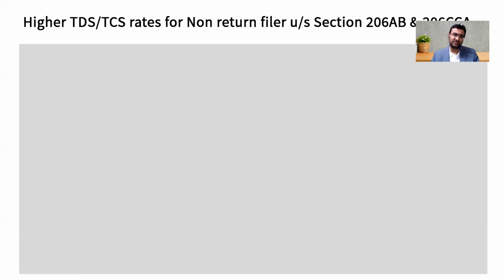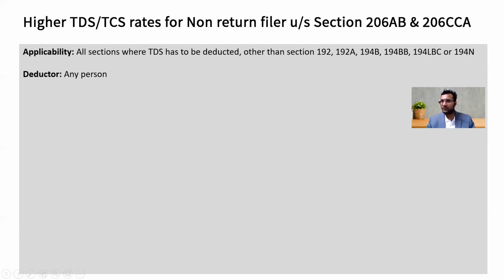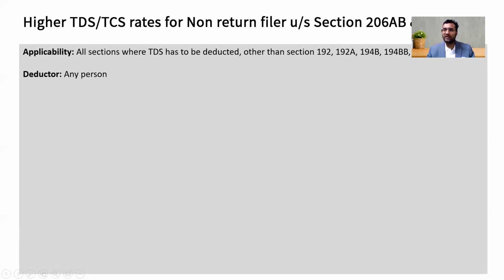This was just to ensure that the compliance is there from the permanent account number perspective. Now, Section 206AB and 206CCA apply apart from the sections 192, 192A, 194, 194BB, 194LBC, and 194N. So these are the sections where, if the TDS is being deducted, you need not cover Section 206AB and 206CCA on the higher rates of deduction of tax, which we have discussed earlier, at the rate of 5%.